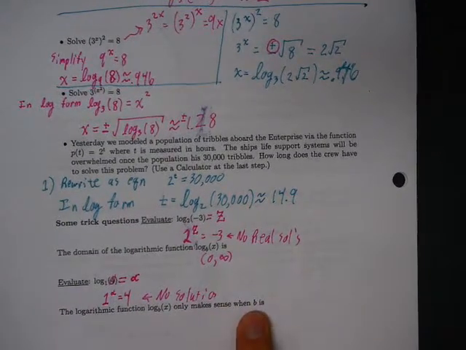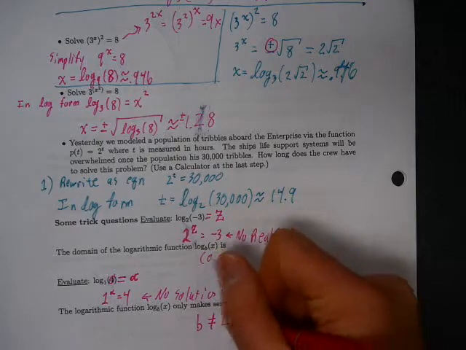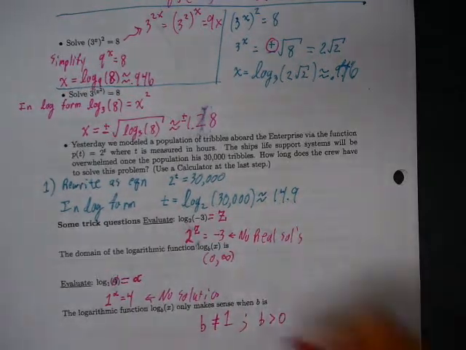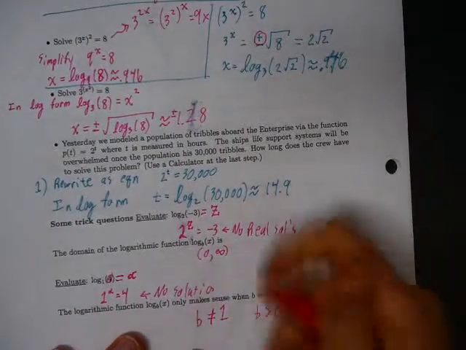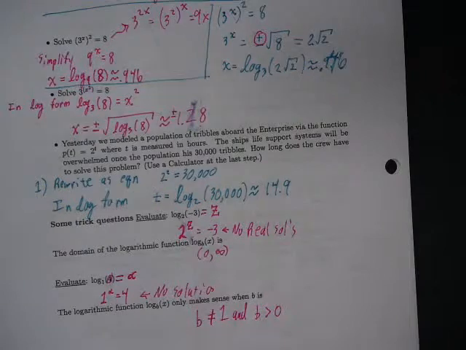So the logarithmic function will only make sense when b, well, is not equal to 1, and I guess b had better be bigger than 0 too. Those are the only bases you're allowed to use. You're allowed to use positive bases, but not 1. 1 is bad.